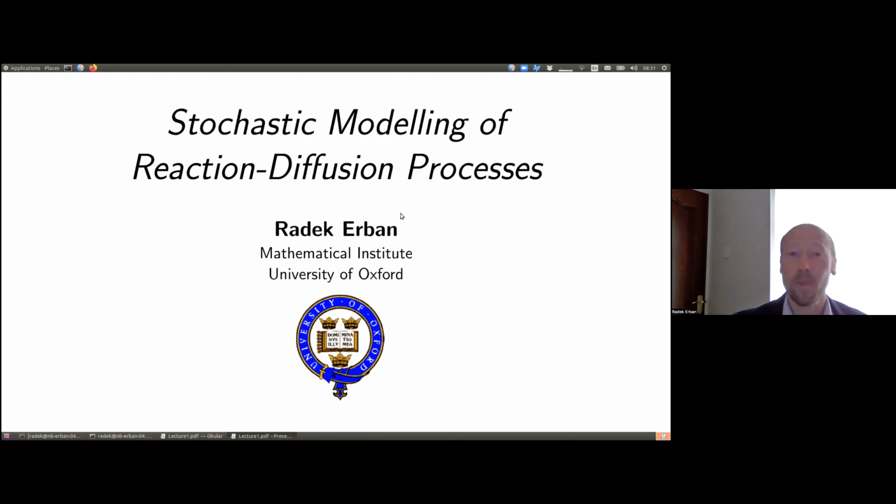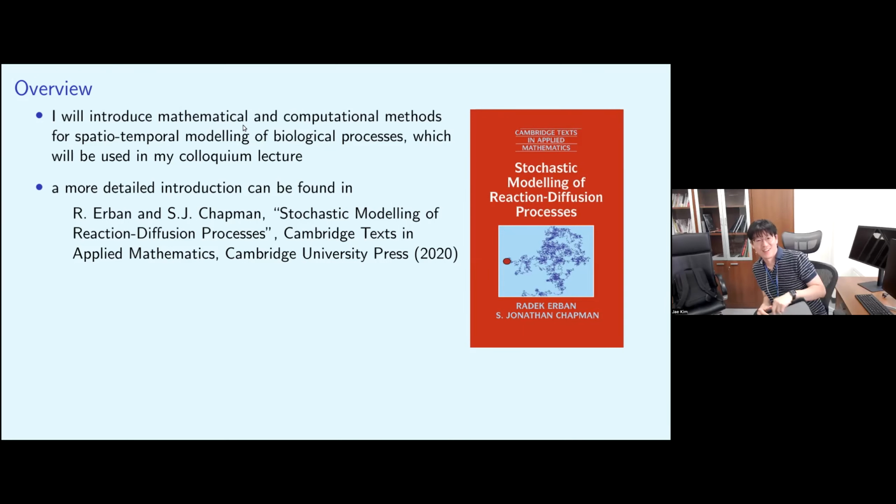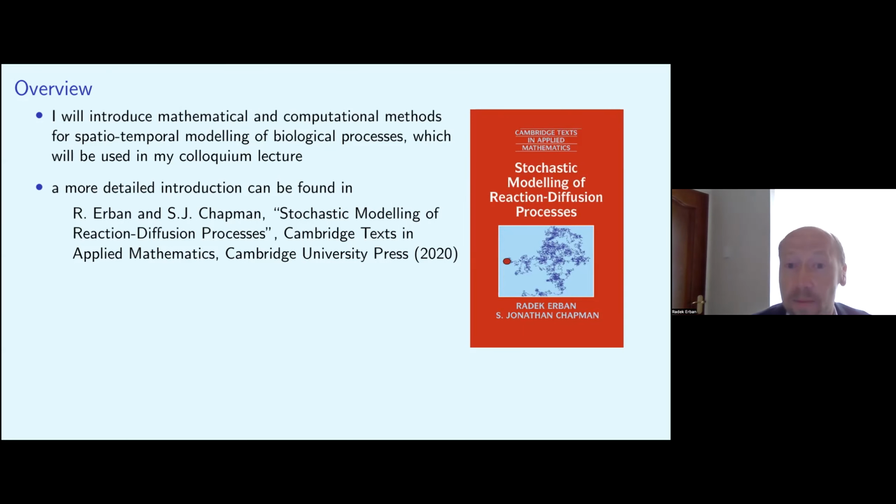All right. So this is a series of 2 talks. The first one I was asked to provide some introduction to methodologies, which I'll be using in my colloquium talks. The title of my talk is Stochastic Modeling of Reaction Diffusion Processes, which is a very big area. The goal of this 25-minute talk is just to introduce mathematical and computational methods for spatio-temporal modeling of biological processes, which will be used in my colloquium lectures.